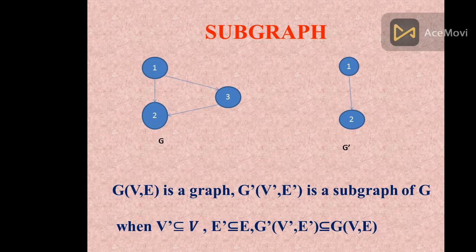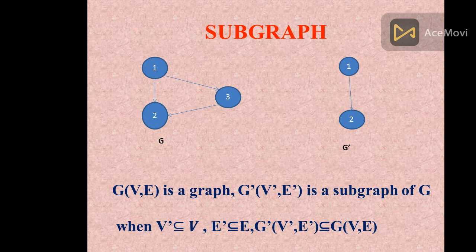A graph is said to be a subgraph of another graph when the vertices of the graph are a subset of the vertices of the other graph and the edges of the graph are a subset of the edges of the other graph. In this example, we have two graphs G and G dash. In G we have three vertices 1, 2 and 3. In G dash we have 1 and 2.